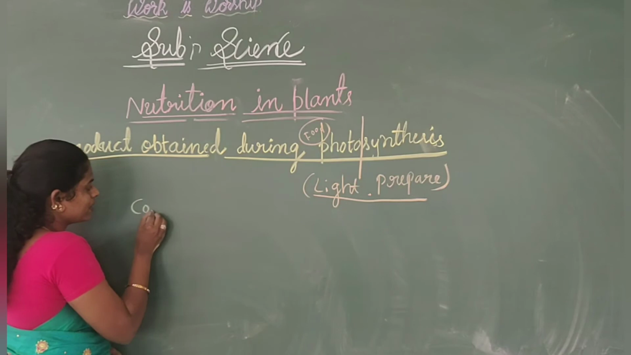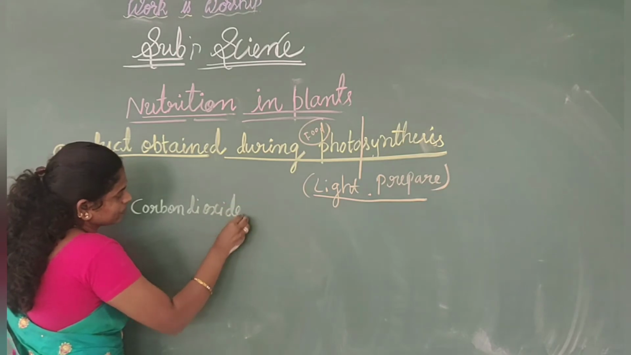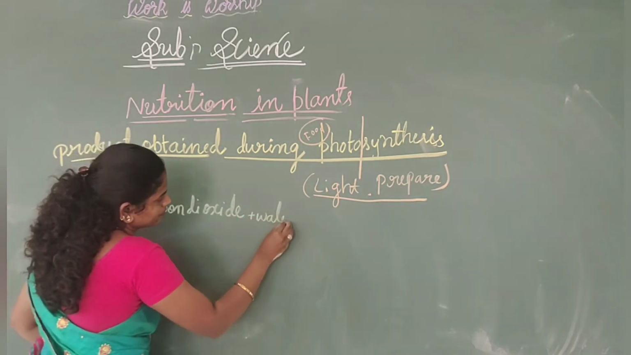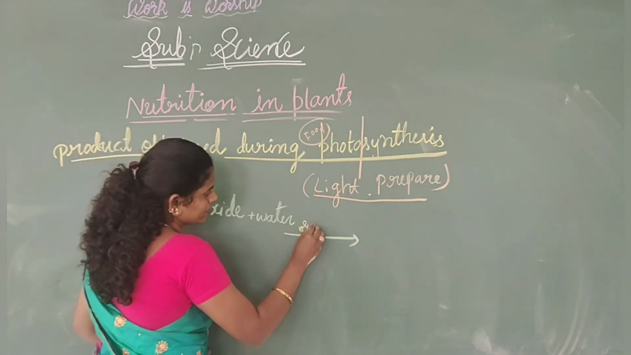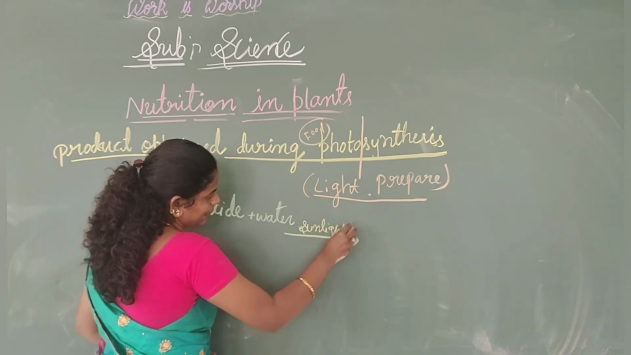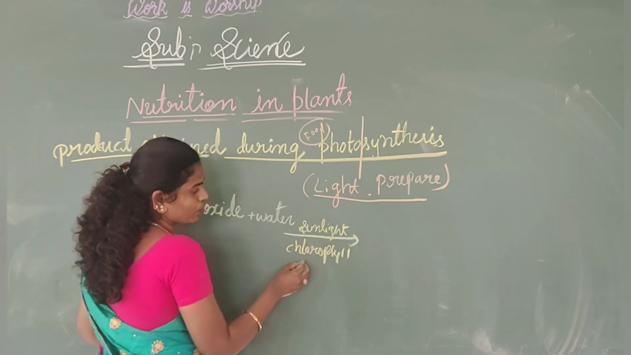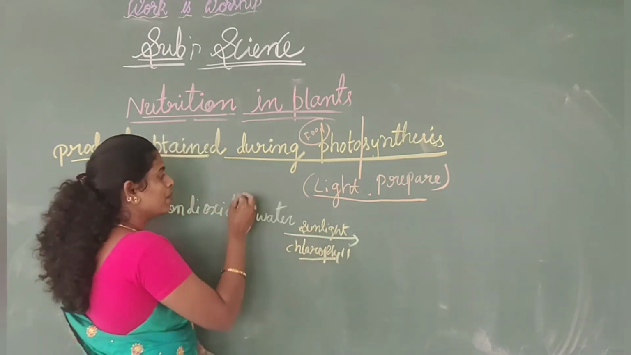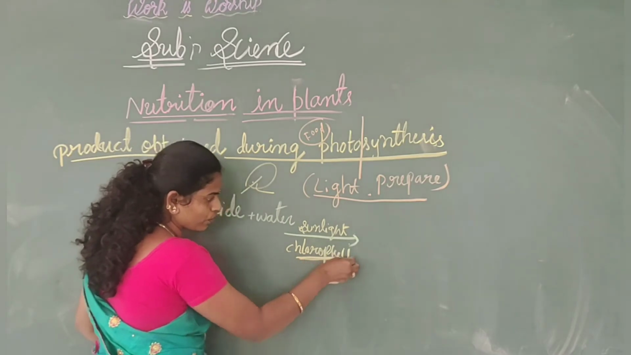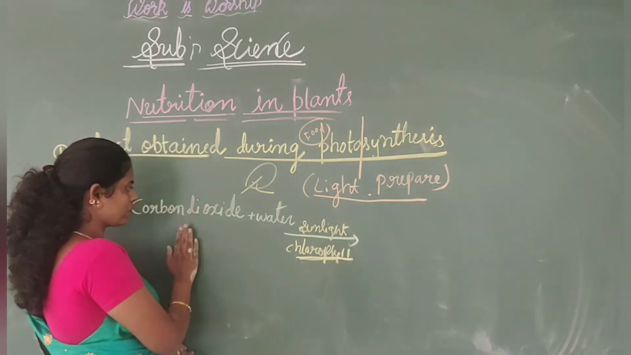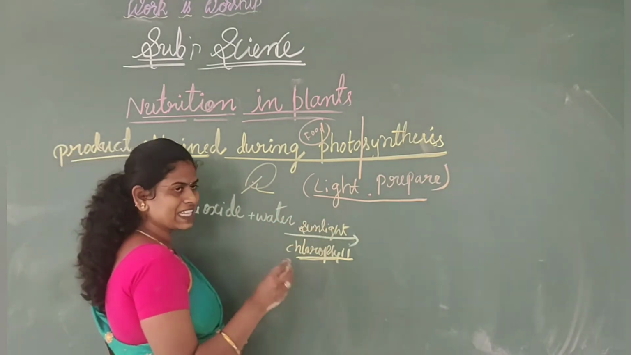First one, carbon dioxide plus water, in the presence of sunlight and chlorophyll. So what is chlorophyll? Chlorophyll is the green color pigment present in the leaves. Leaves are green in color due to the presence of a pigment called chlorophyll. Understood? So during photosynthesis, carbon dioxide plus water in the presence of sunlight and chlorophyll, food gets prepared.